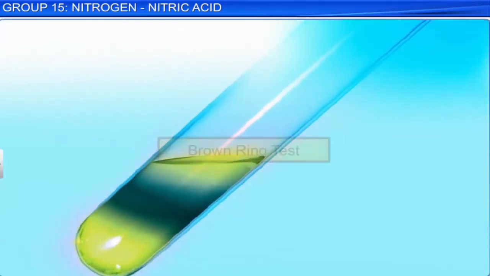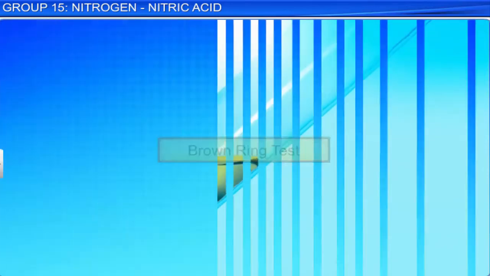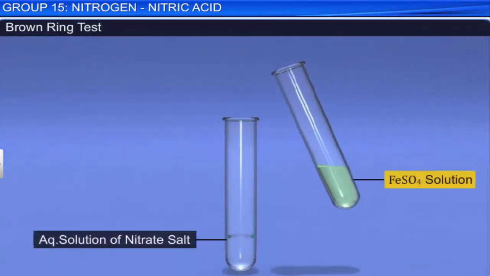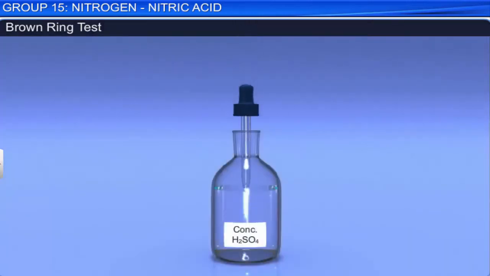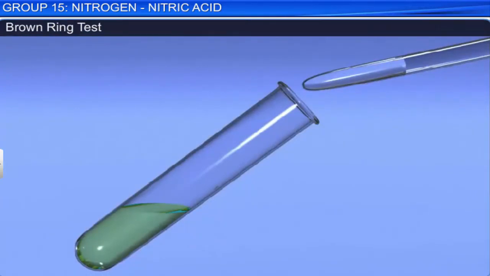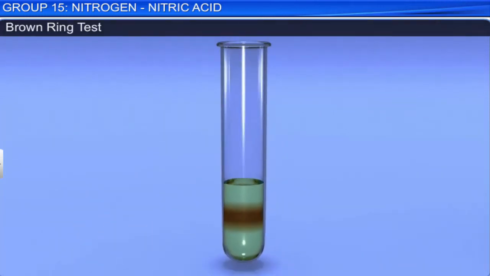Let us now look at the familiar brown ring test. This test confirms the presence of nitrate ions in a given salt. Freshly prepared dilute ferrous sulfate is added to the aqueous solution of a nitrate. The test tube is then slanted slightly and concentrated sulfuric acid is added drop by drop, allowing it to slide along the sides of the test tube. A brown ring forms at the junction of the two layers. The brown ring confirms the presence of nitrate ions.